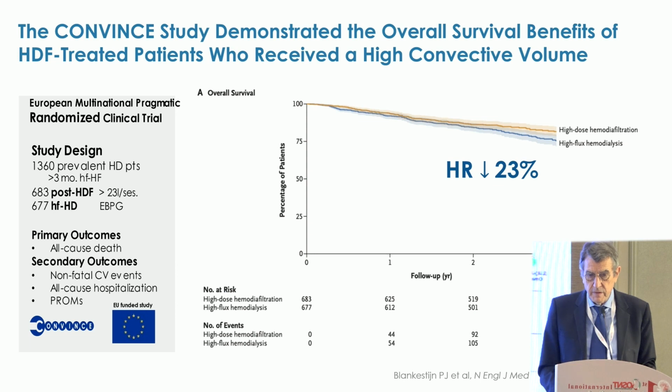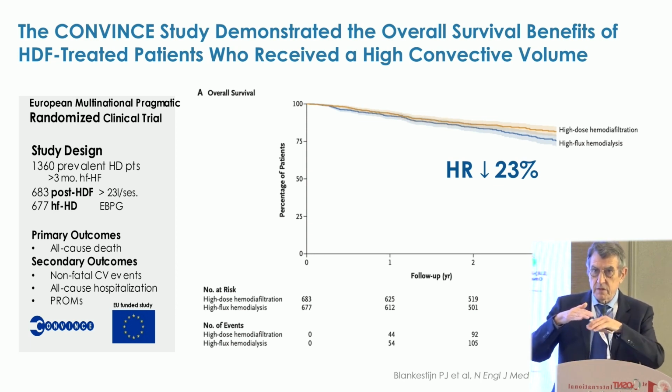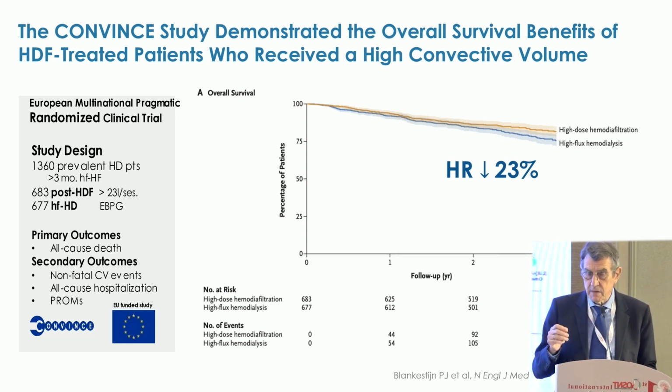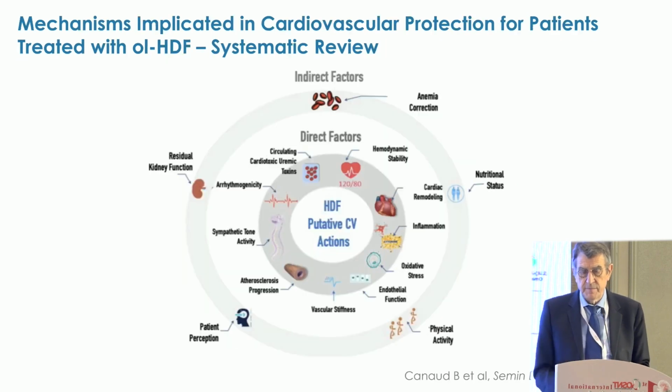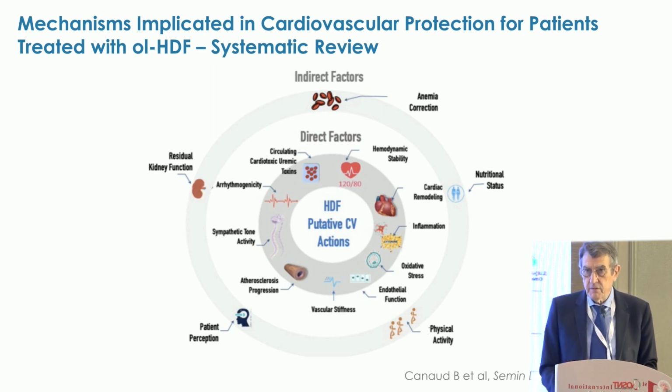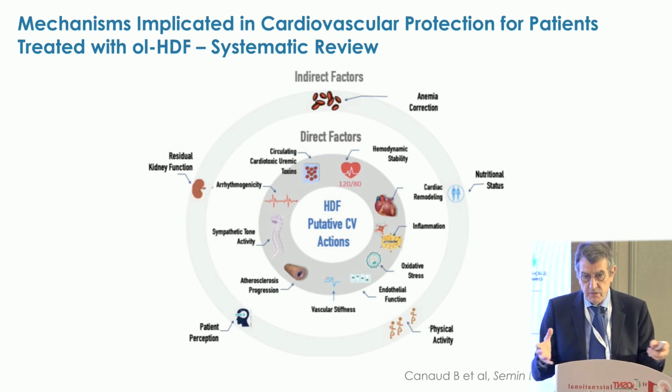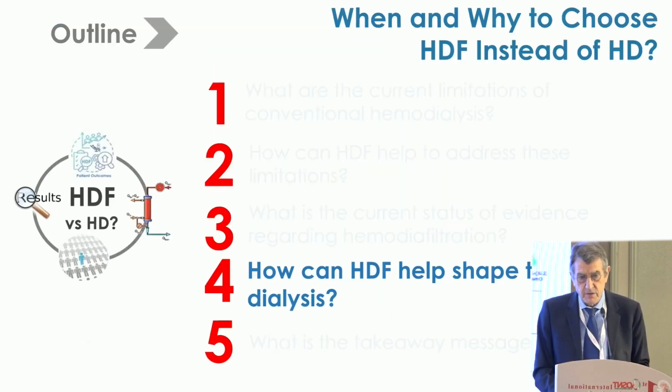Interestingly, if you look on this Kaplan-Meier curve, you see that dissociation of the two curves start almost after 2 or 3 months, meaning that the beneficial effect is not delayed, start very early. To understand that, if you're interested, you can go to this review that we perform to understand what are the mechanisms behind to support the hemodiafiltration, and we put some direct factors and some indirect factors, but the main action is to protect the cardiovascular system. So there is a cardiac protection.